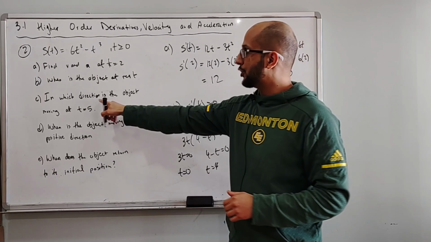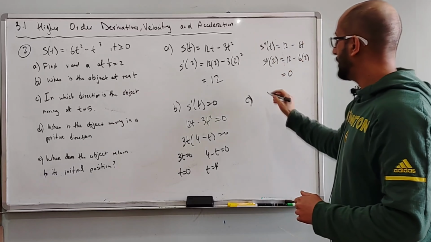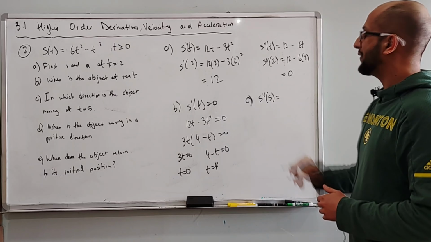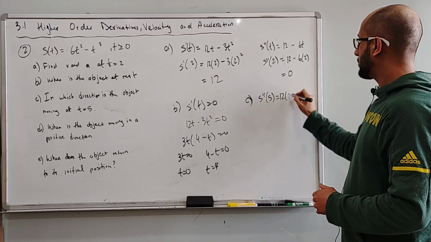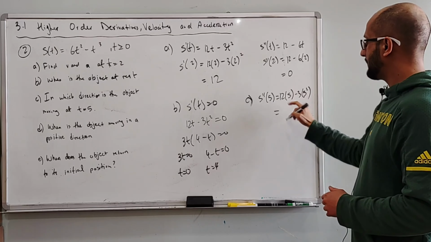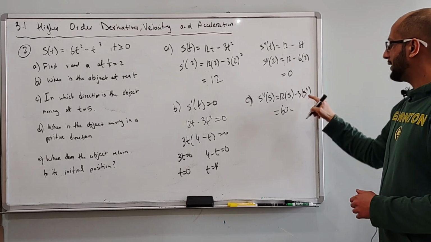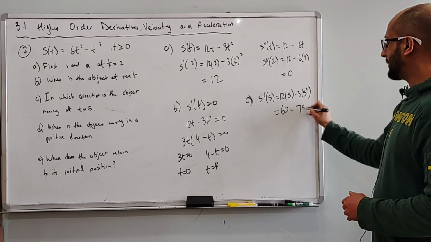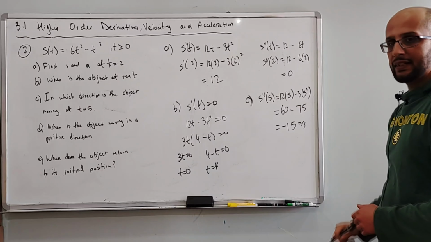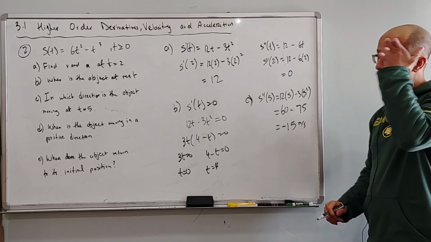We want to know which direction at t equals 5. So we find the derivative at 5 seconds. That would be 12 times 5 minus 3 times 5 squared. So 12 times 5 is 60. 5 squared is 25, times 3 is 75. At 5 seconds, the velocity is negative 15 meters per second.